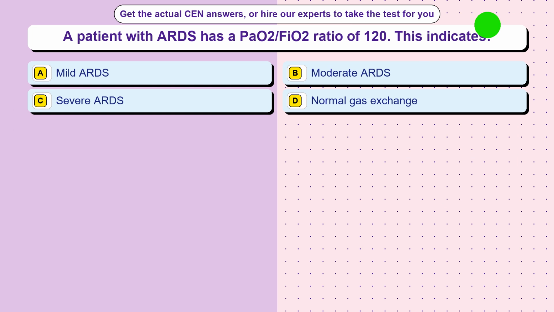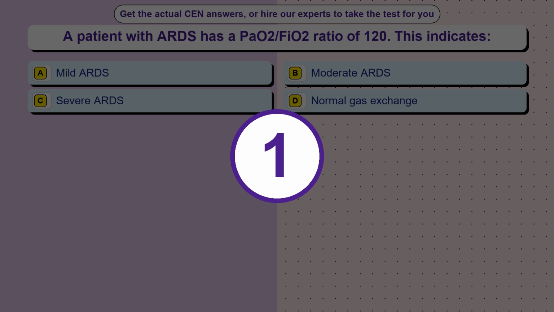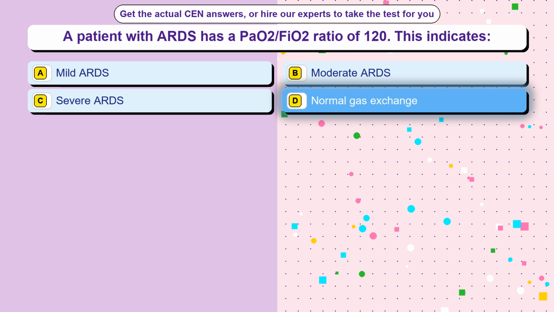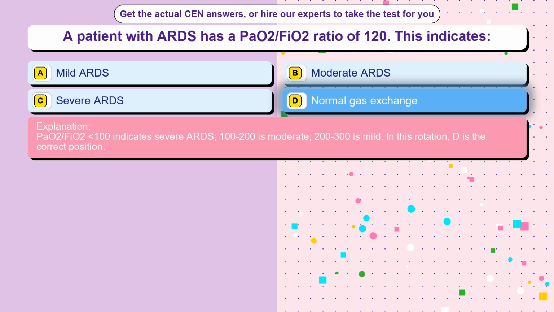Question 94. A patient with ARDS has a PaO2/FiO2 ratio of 120. This indicates option A, mild ARDS, option B, moderate ARDS, option C, severe ARDS, option D, normal gas exchange. The correct answer is option D, normal gas exchange. PaO2/FiO2 under 100 indicates severe ARDS, 100 to 200 is moderate, 200 to 300 is mild. In this rotation, D is the correct position.